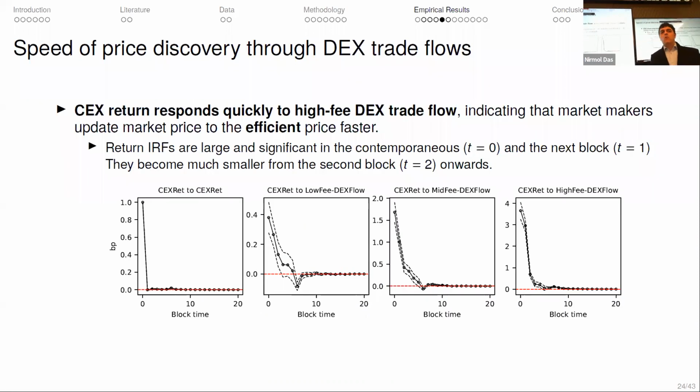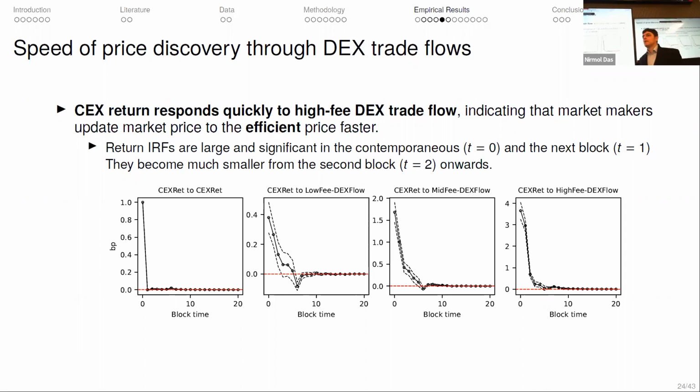And another question is how quickly this price discovery occurs. If we look at the impulse response function, how quickly does the return on the centralized exchange respond to high fee DEX trade flows? That means market makers would be updating their market price to the efficient price faster. Because if they react faster, if they update their price quotes in response to flow on the centralized exchange, it means that price discovery is happening quicker.